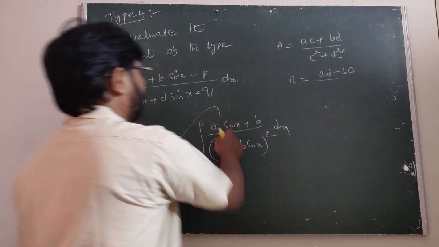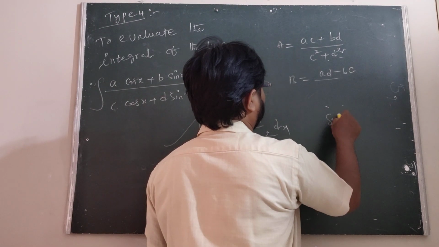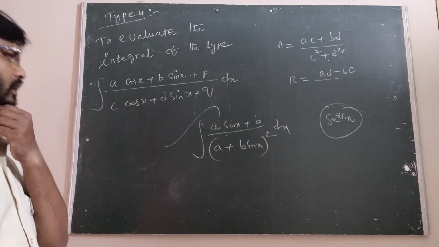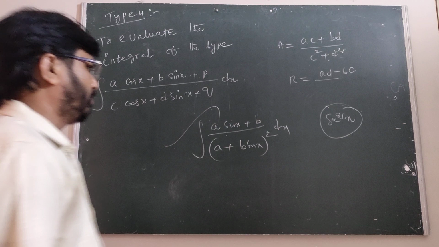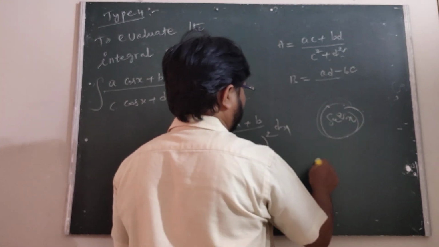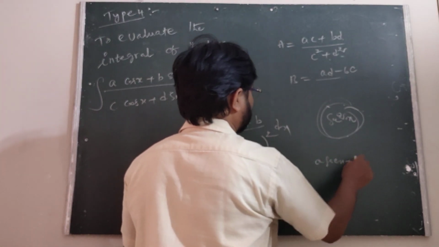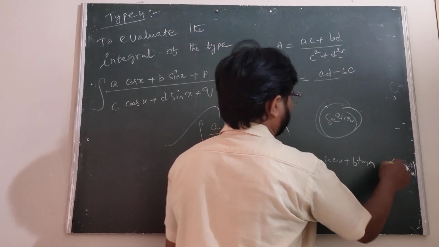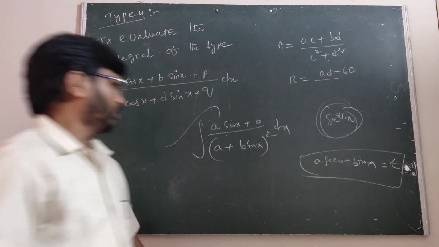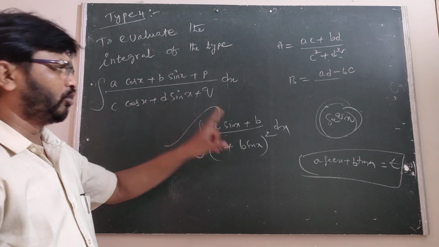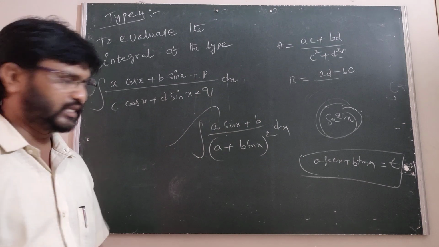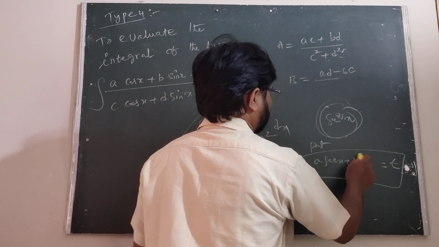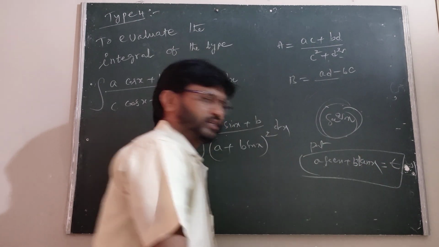Here the numerator and the denominator are multiplied by secant square x. Is it okay? The numerator and denominator are multiplied by secant square x, then a secant x plus b tan x is taken as t. Is it clear? So the numerator and the denominator both are multiplied by secant square x, then we take a secant x plus b tan x equal to t.